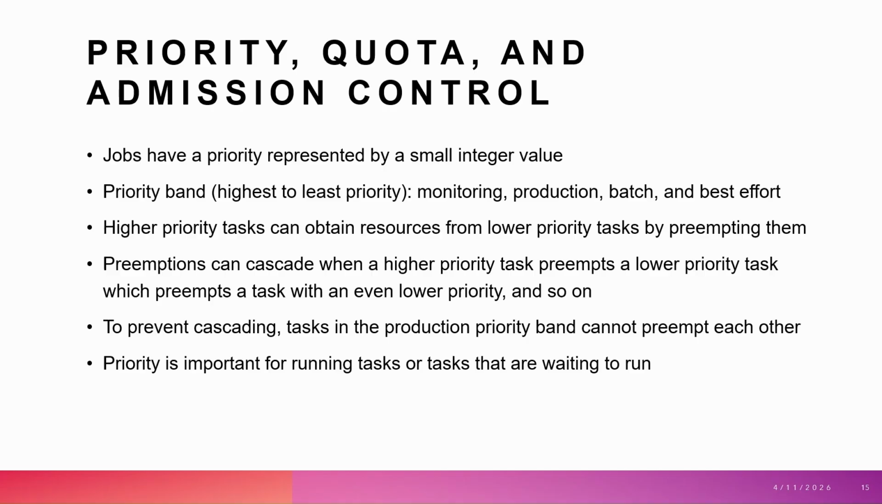We have to be careful with this because it can cause a cascade. So a higher priority task can preempt a lower one, which preempts an even lower priority task, and so on. To prevent this, tasks in the production priority band cannot preempt each other. And priority is important for running tasks or tasks that are waiting to run.